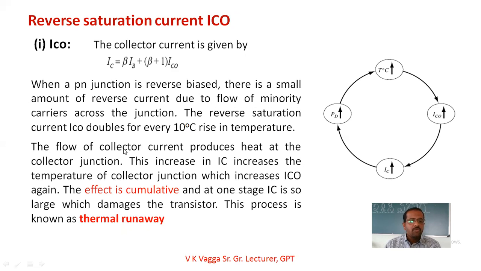The flow of the collector current produces heat at the collector junction, and this increase in IC increases the temperature of the collector junction, which increases the ICO again. The effect is cumulative, and at one stage IC is so large that it damages the transistor. This process itself is called thermal runaway.